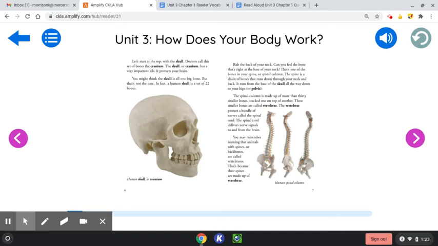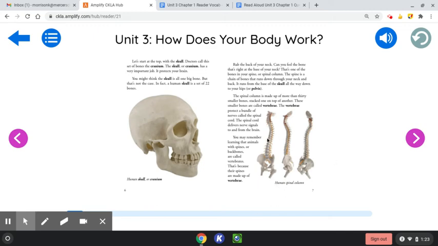These smaller bones are called vertebrae. The vertebrae protect a bundle of nerves called the spinal cord. The spinal cord delivers nerve signals to and from the brain. You may remember learning that animals with spines or backbones are called vertebrates. That's because their spines are made up of vertebrae.